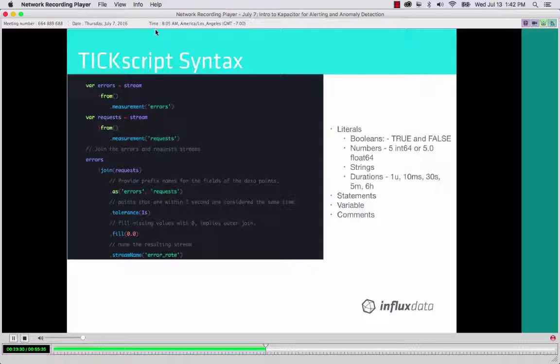So I think the important things to note here is those slashes give us comments, and we provide prefix names for the fields and data points. We have 1s in the tolerance, which is a time duration. And then we have variables, and I believe that's all of the major components there. And we have statements, those are the final one. So we can see kind of everything coming into play here. We don't have true or false, but you can use those as well.